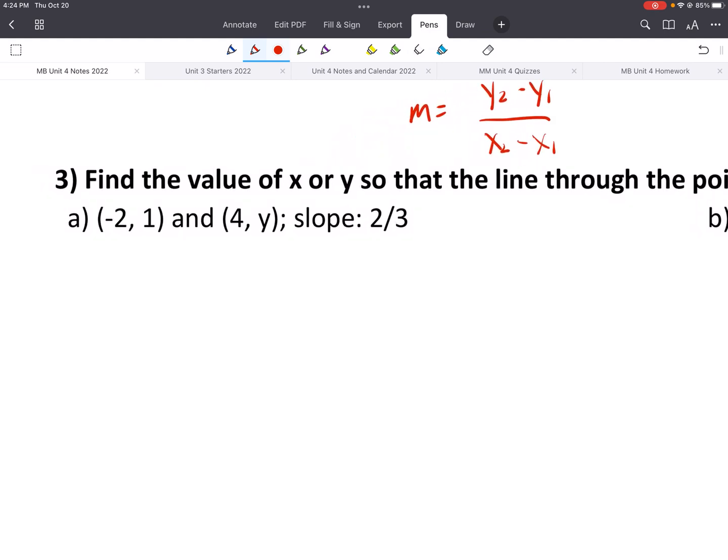So m, which is 2/3, is equal to, again, we could write these here if you wanted to, but we'll do y2 minus y1, so that's y minus 1 over x2 minus x1, which will be 4 minus a negative 2. So that will end up giving us a positive. Okay, and 4 plus 2 would give us 6. Okay, so I'm just going to rewrite that again just so that it's a little more clear.